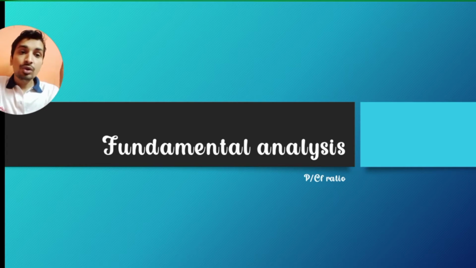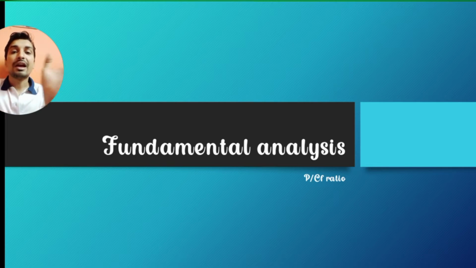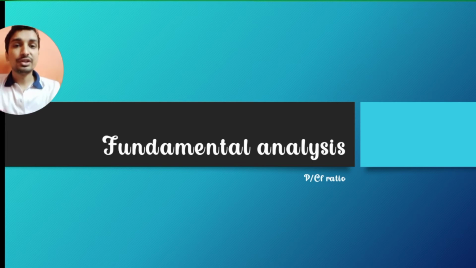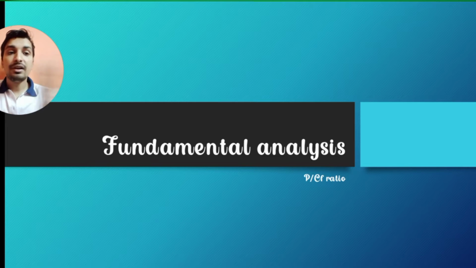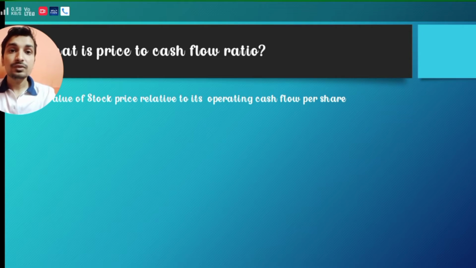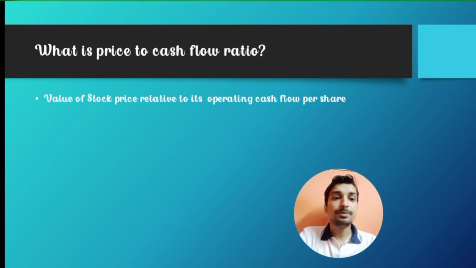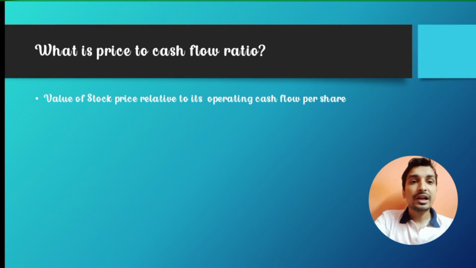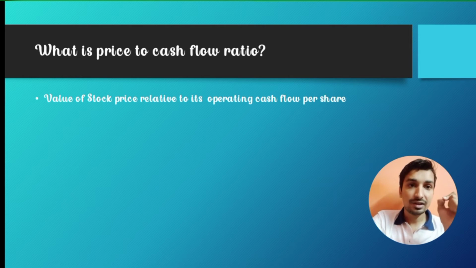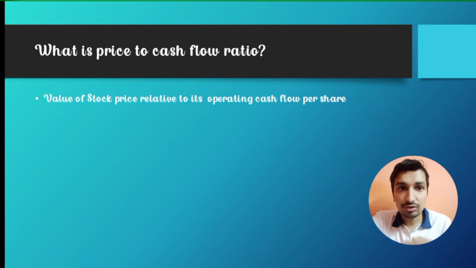Now let's go to the next part, that is price to cash flow ratio. Why the cash flow ratio is important, what is it, you will be learning about all those. So now let's see what is price to cash flow ratio. Price to cash flow ratio is the value of a stock price relative to its operating cash flow per share. So operating cash flow per share, what is it? Operating cash flow means the cash that the company has and the cash that the company exchanges to do its activities.